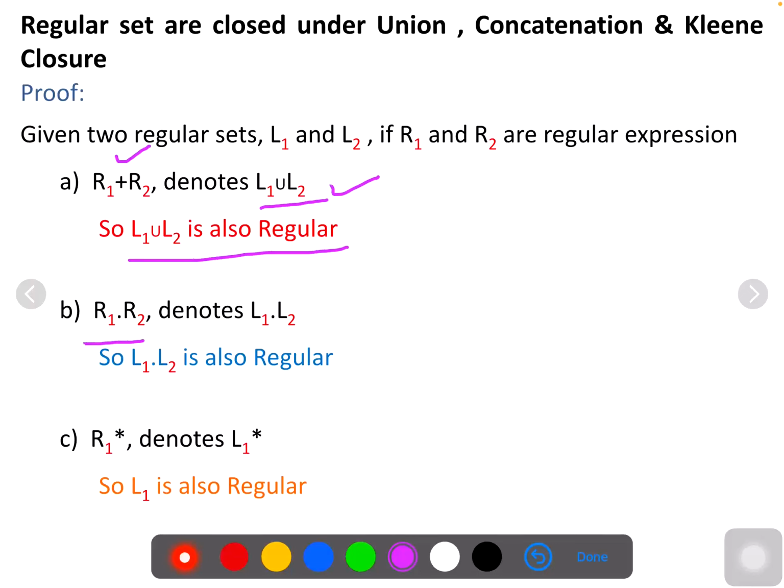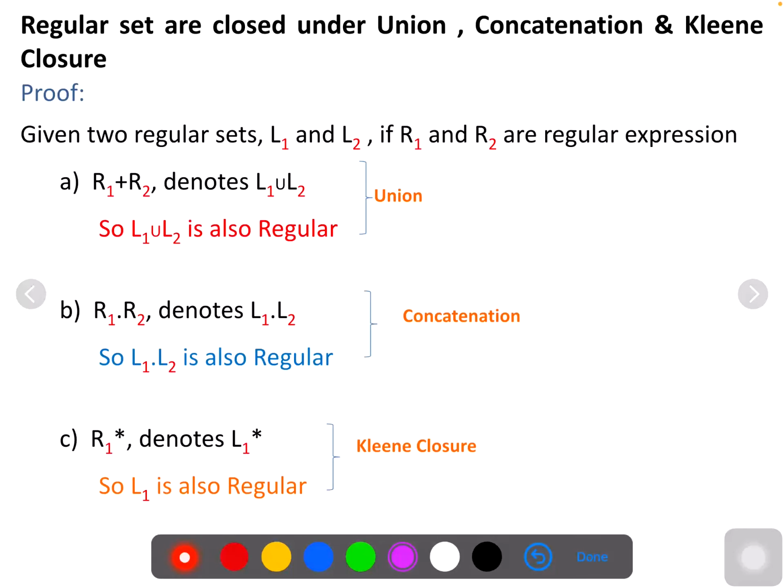So what is the conclusion in this property? The first property is union, the second is concatenation, and the third is Kleene closure. From this it can be proved, as you have also seen in the definition of regular expression, that whenever two or more regular sets are combined using an operator, the result is also a regular expression. So we have combined two or three expressions, and the result is still regular.